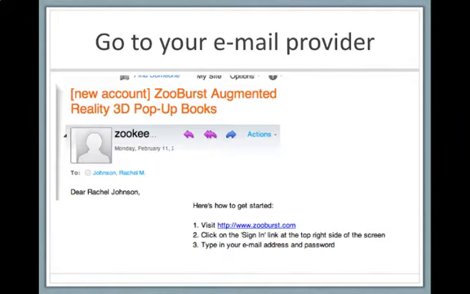Now you will go to your email provider. You will wait for your email from Zubrist. Once you have received your email from Zubrist, you will see a link to the website in blue. Below that, you will see your email address and a password that you will use when you sign in. Go ahead and highlight and copy that password. Now click on the blue link and it will take you directly to the Zubrist site.